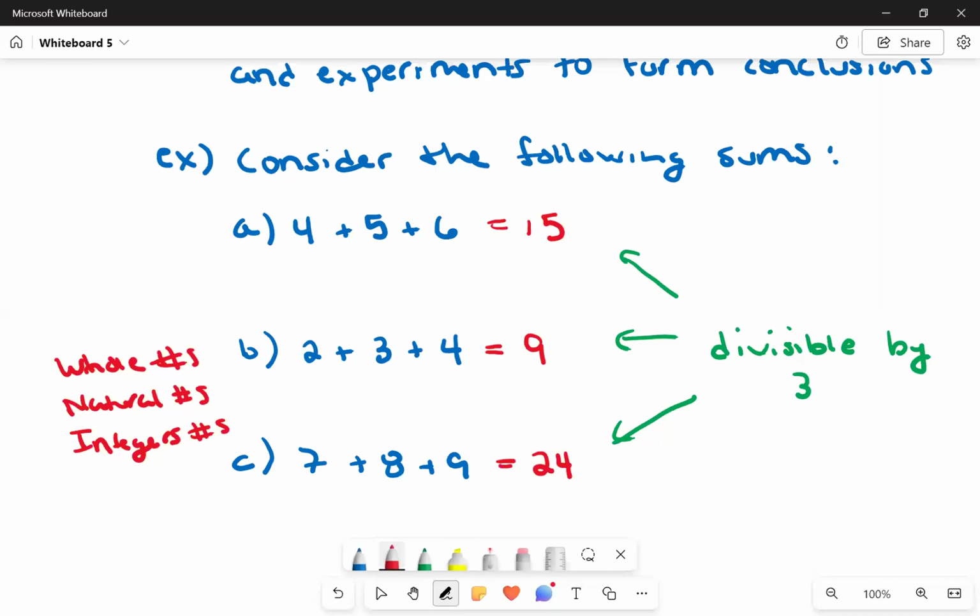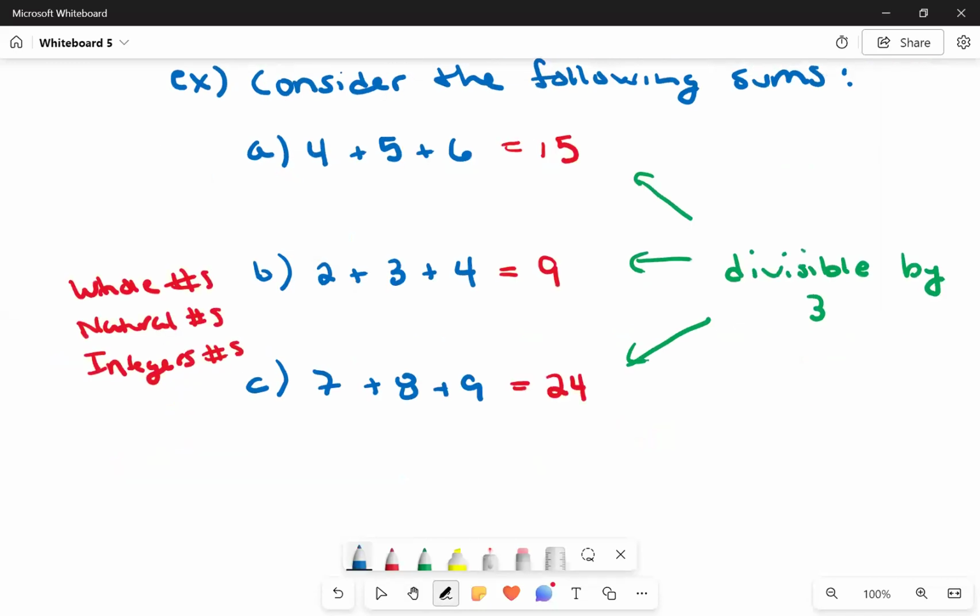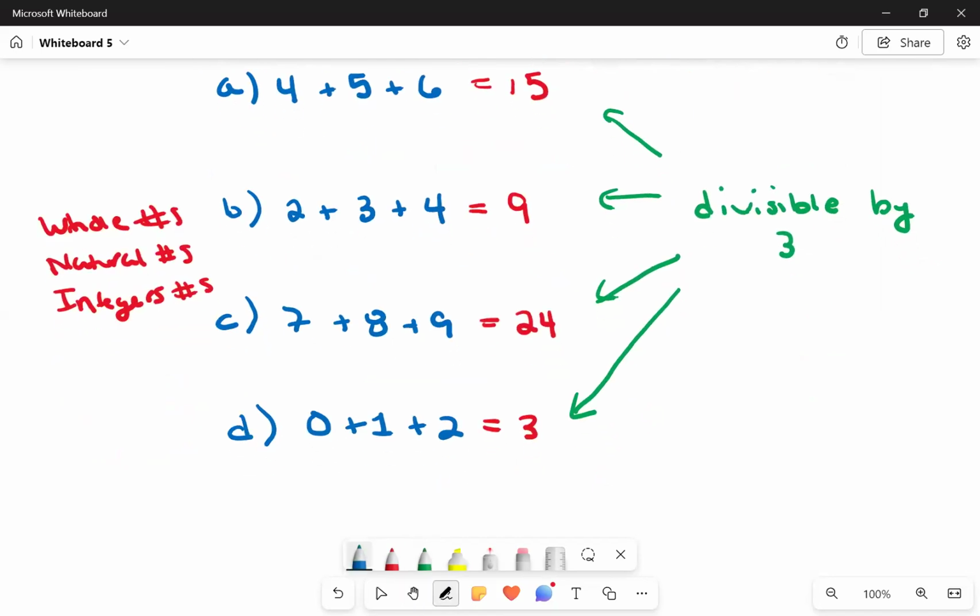Okay, so let's kind of throw in one and see. We're going to create an example. This will be part D, and we're going to create this. And let's see what happens if we throw in 0. Like, what would happen if we did 0 plus 1 plus 2? Okay, you're throwing the 0 in there. Let's see, that adds up to 3. And I'm like, oh, okay, that is divisible by 3. That works. Okay, well, let's try another one. Let's try some negatives. Let's see if the integers work. So the whole numbers worked. This definitely seems to be working for natural numbers. Let's see if it works for integers.